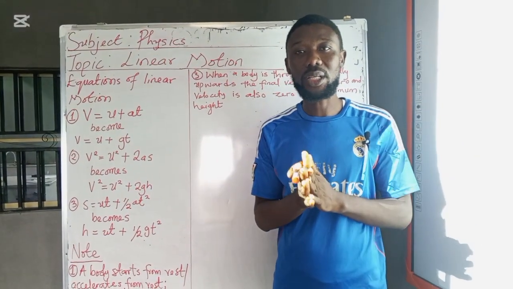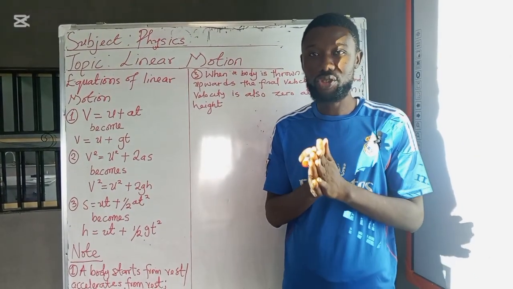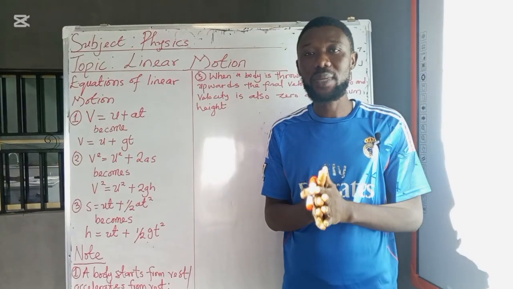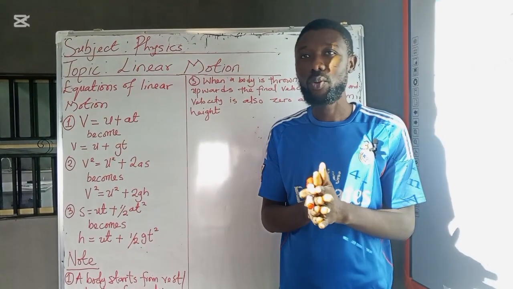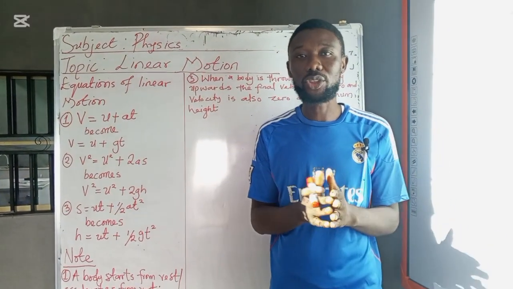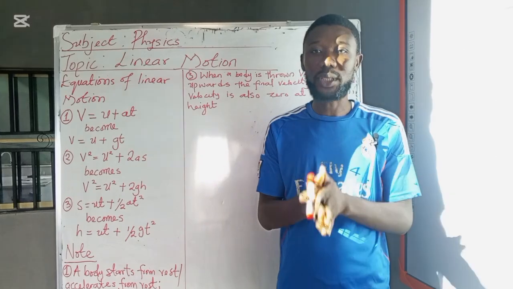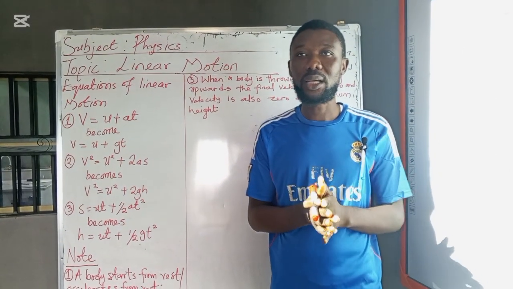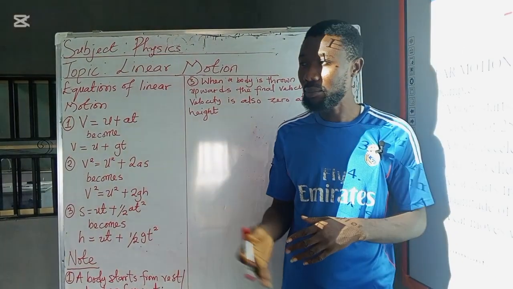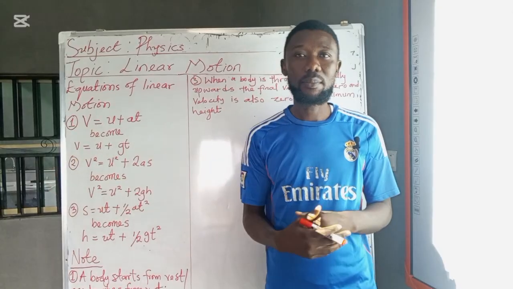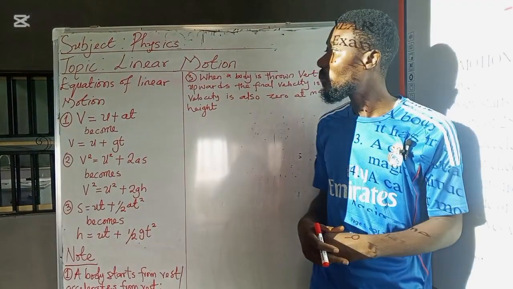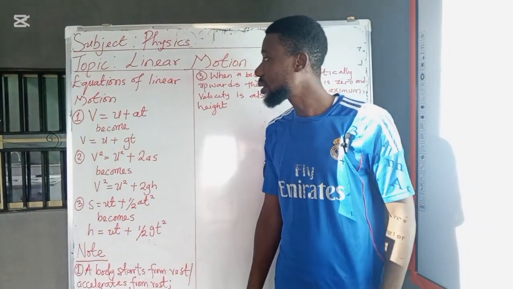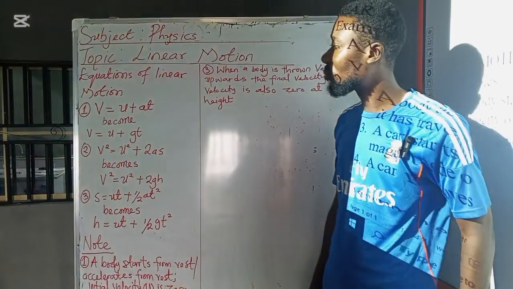Linear motion is actually what? A motion on a straight path, movement on a straight path, where we're looking at one dimension movement. An example could be a car moving on a straight path. Okay, looking at what we have on the board, equations of linear motion.